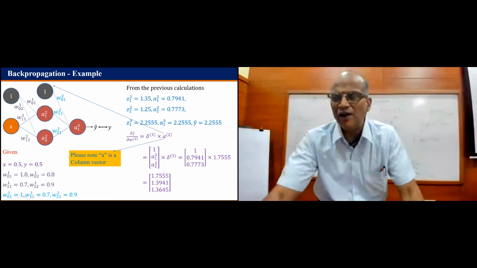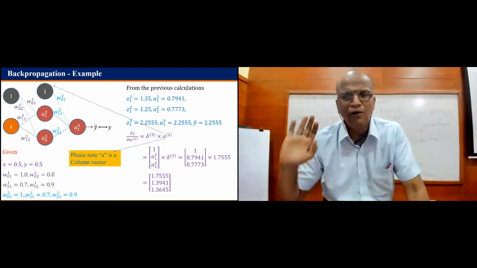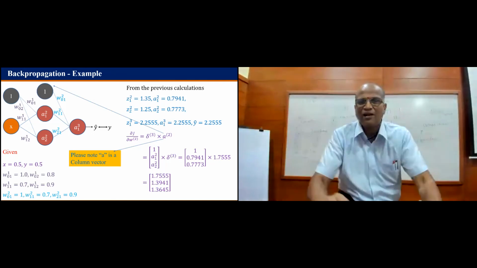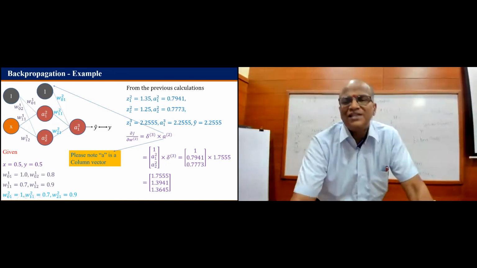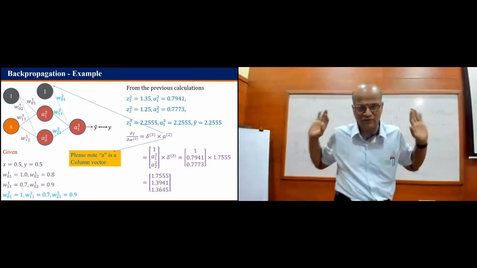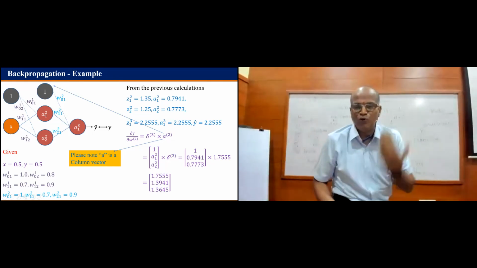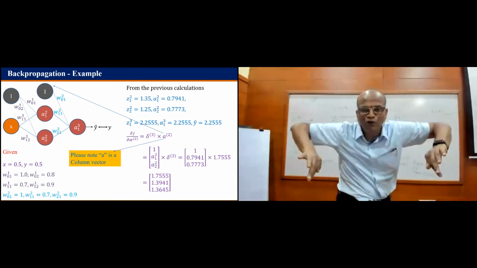Therefore, 1, A12, A22 times delta 3 is 1 plus, as we already calculated, 0.79, 0.773 times 1.755. Where did you get this 1.755? I just got it previously. I am not doing any mumbo jumbo, any magic, any cheating. Plain math. So dou J by dou W2 turned out to be 1.755, 1.39, 1.3645. Done. We did dou J by dou W3, W2 is done, and now we have to go to W1.